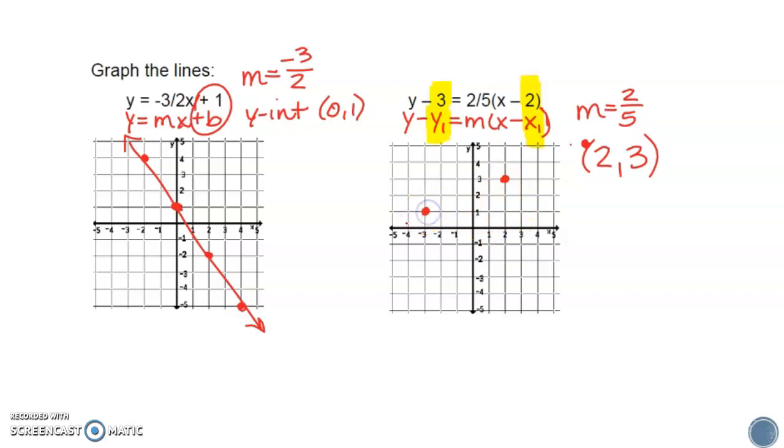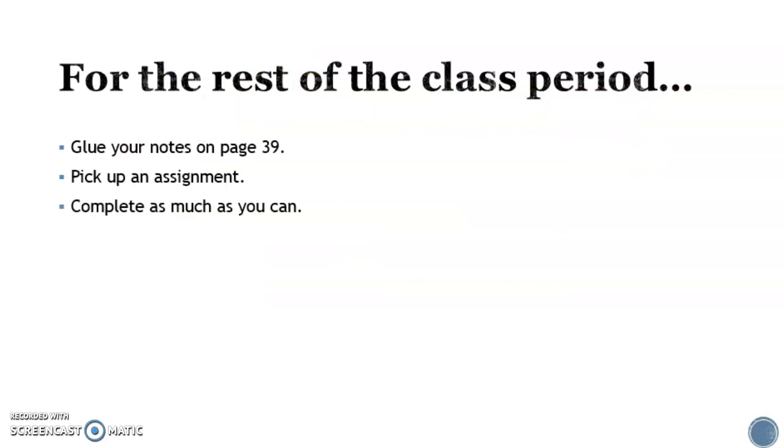And if I did it again, I would be off of my graph, but take your straight edge and go ahead and create your line. That concludes today's notes. For the rest of the class period, go ahead and glue your notes on page 39.